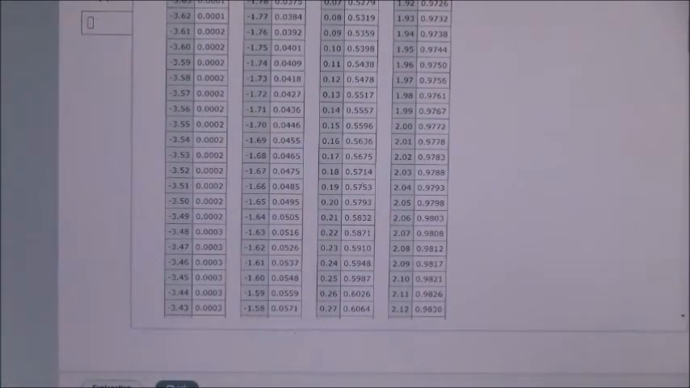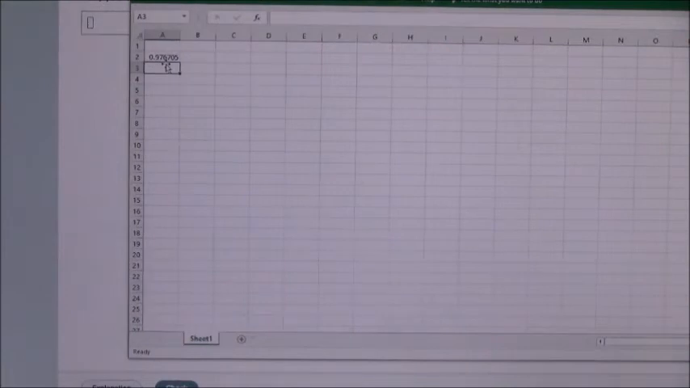If I look at Excel, 0.9767. They have a couple more decimal places than they do on the table, but that's how I get that in Excel. If I want to do the area to the right, it's the same kind of thing that I had to do before. I have to do 1 minus.